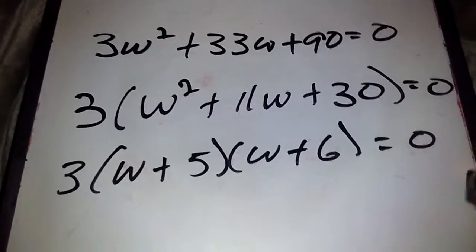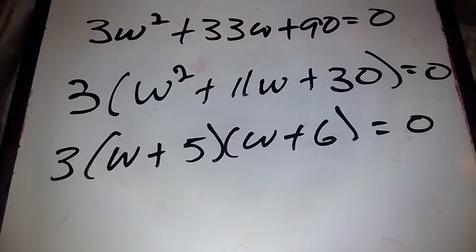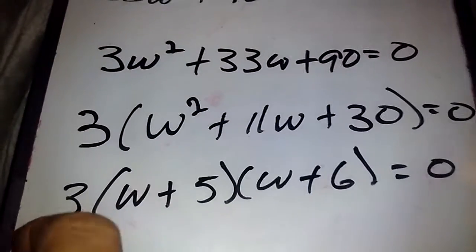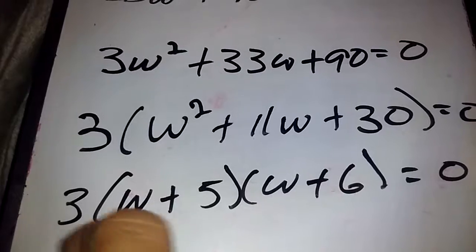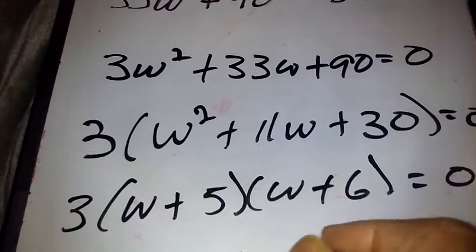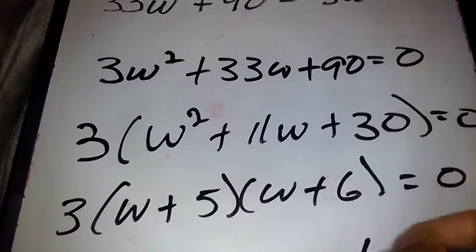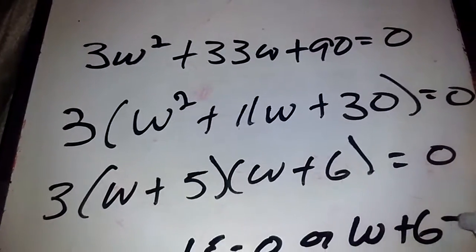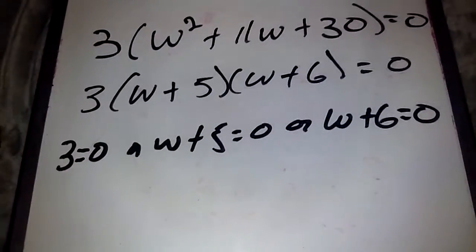And now we can use the zero factor property once again. And we set each factor equal to 0. So we get 3 equals 0, or w plus 5 equal to 0, or w plus 6 equal to 0.